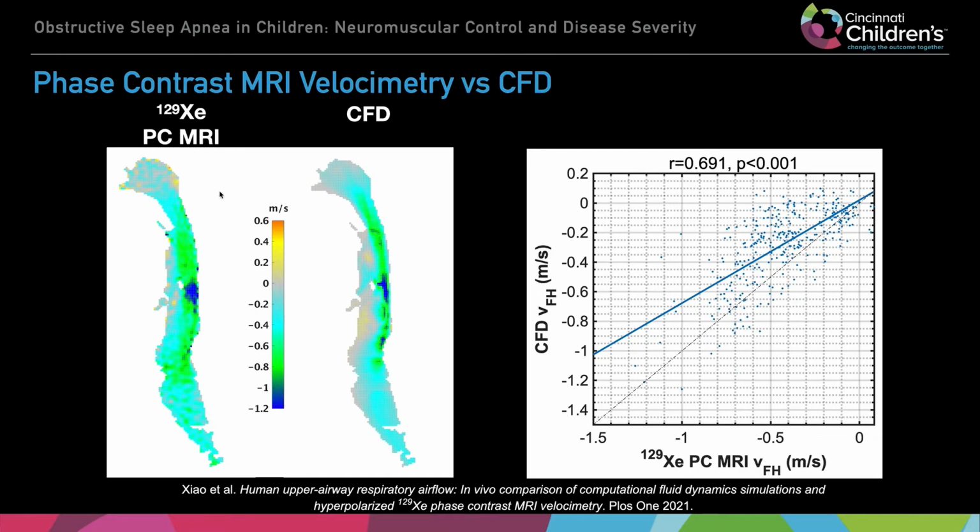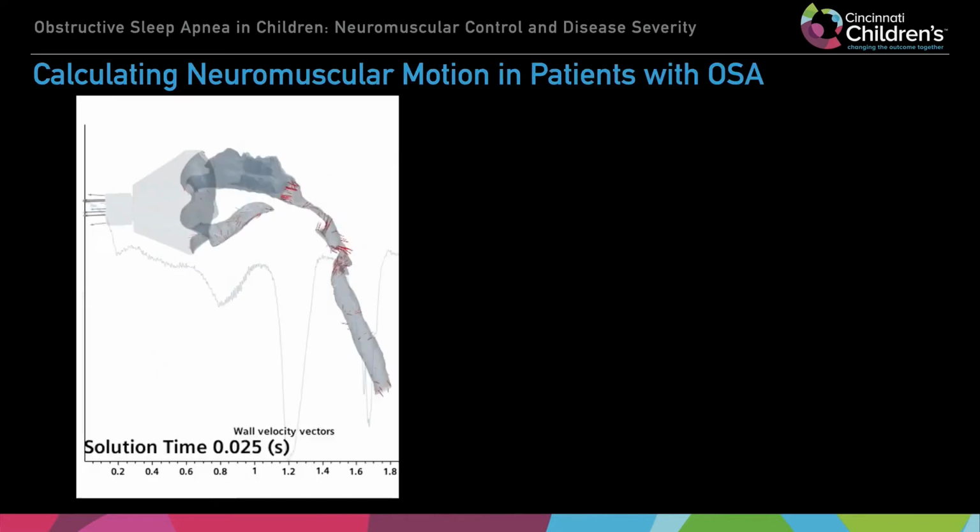But if we compare the velocity at each voxel from one to the other, so we're just plotting CFD velocity against phase contrast velocity here, we get pretty good agreement. It's not perfect one-to-one agreement, as I said, but it's certainly statistically significant agreement. So we were reasonably happy that our simulations are accurate and are continuing to use them from that.